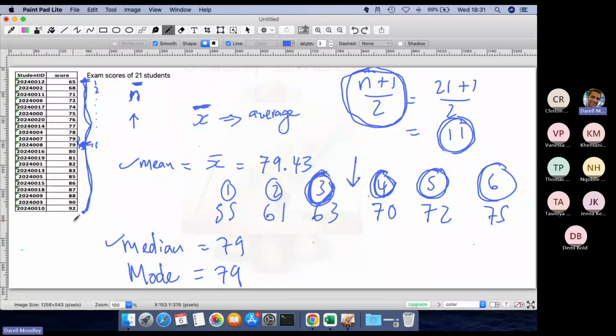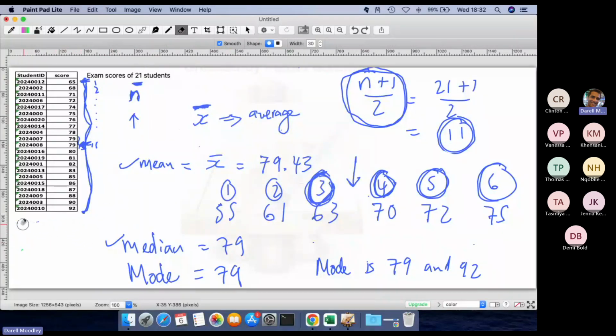There can be a case where you can have more than one mode. Let's say hypothetically, there was another 92, whatever the student number is. So then your mode would be 2 values. You would say your mode is 79 and 92, because you can have more than one mode. You can even have 3 modes. Just keep that in mind. If there's a tie between the most frequent number, then you list both of them as being the mode. But in this example, there isn't a case like that. I'm just showing you in case you are presented with that. In this case, only 79 is the most frequent number.